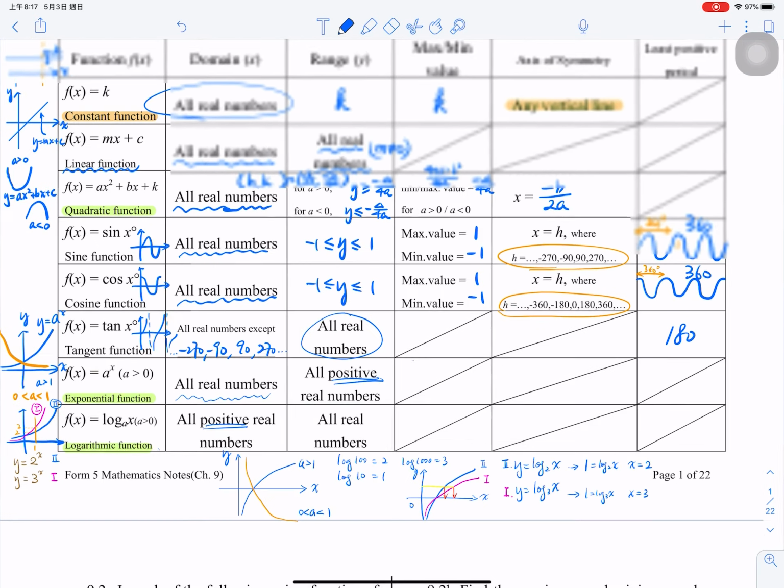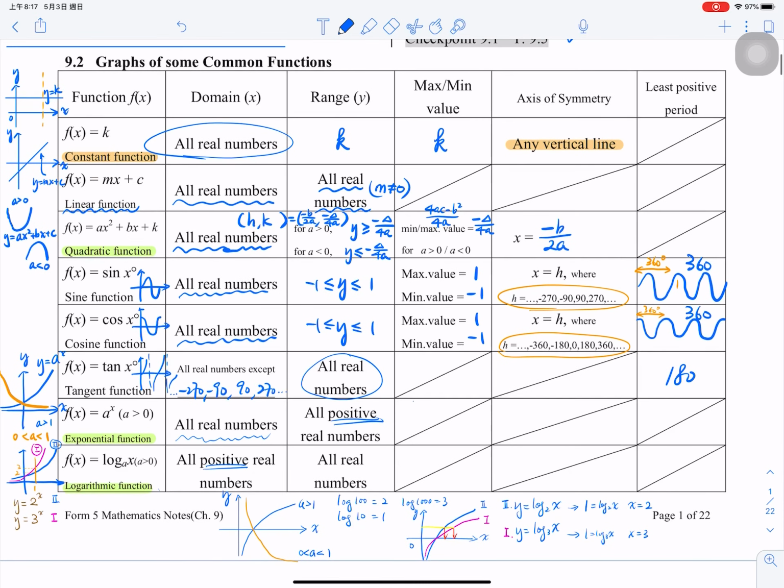So you see, all different functions have different properties, and you need to remember the domain, range, maximum, minimum, axis of symmetry, and understand the period of different functions if they have one.